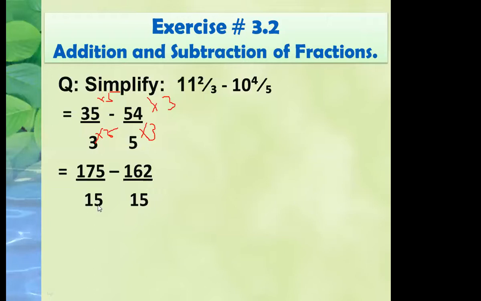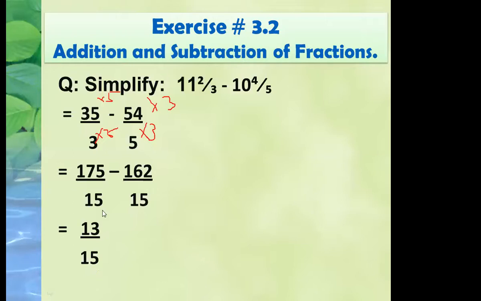Now this is very simple and easy. You simply subtract. Now you can subtract directly because your denominators are common. Before, your denominators were different. That's why you have to convert them into common denominators first. Now simply subtract 162 from 175, and what will you get? 175 minus 162 will become 13, and your denominator will remain the same, that is 15.